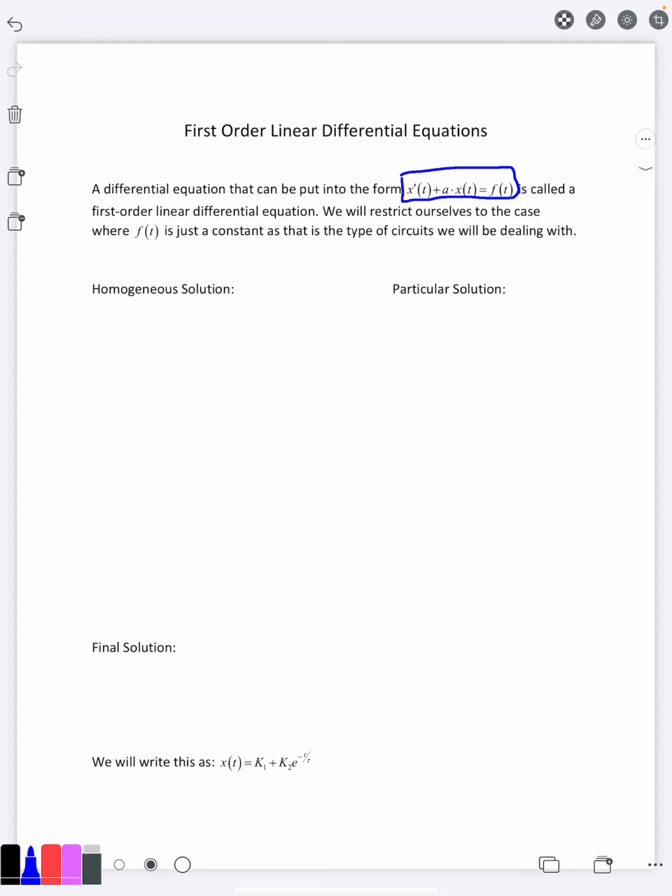Similarly, that f of t here, that right side of the equation, for us is just going to be a constant right now. We will see some things where it's not constant in the future, but for this point in time, even the non-homogeneous f of t is going to be a constant number. Now when we're going to solve an equation like this, we first solve the homogeneous version. And how you make it homogeneous is you make it equal to 0 there.